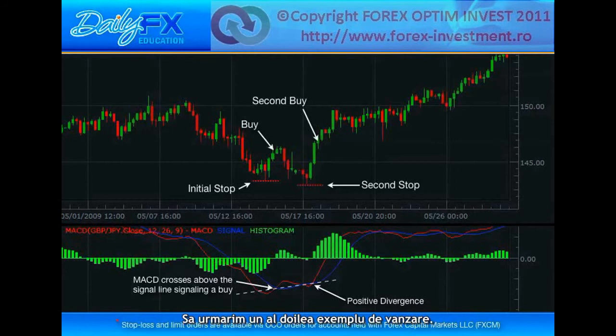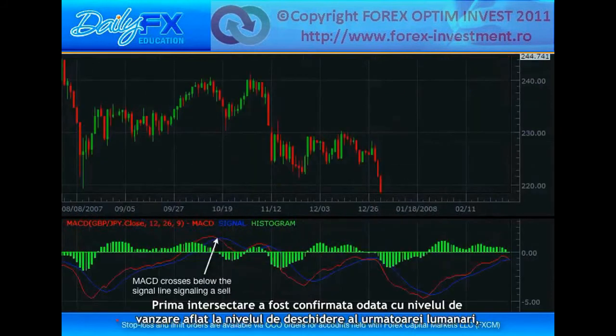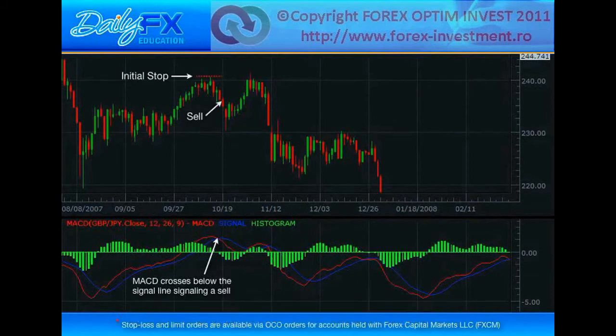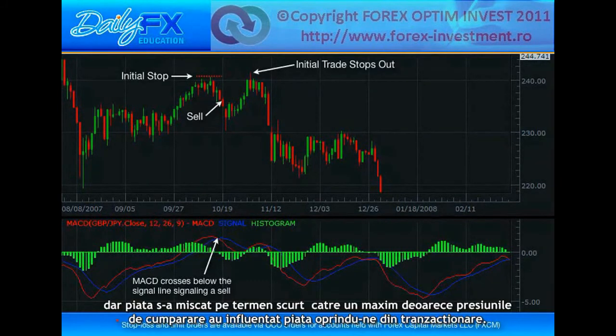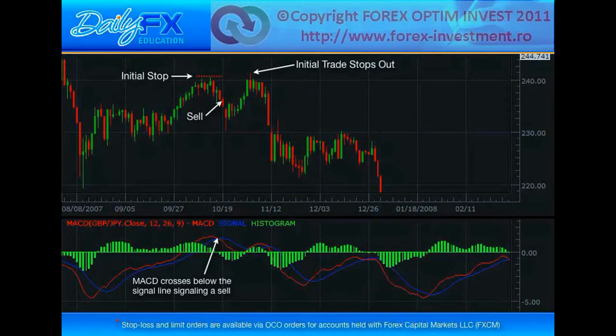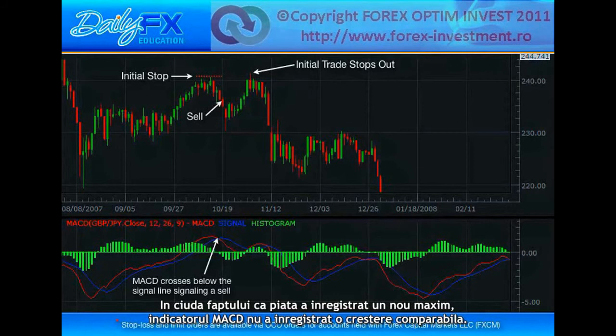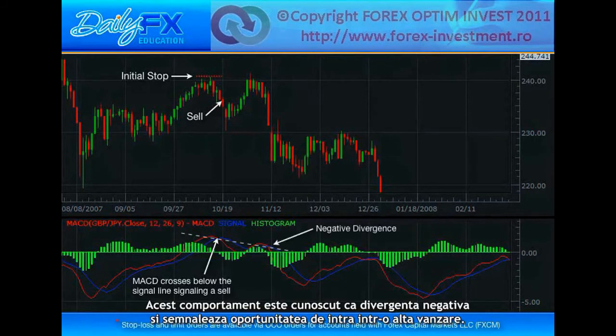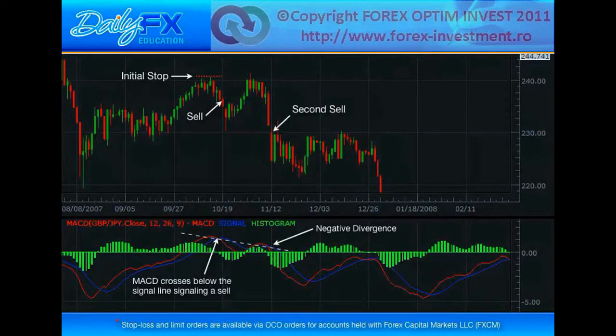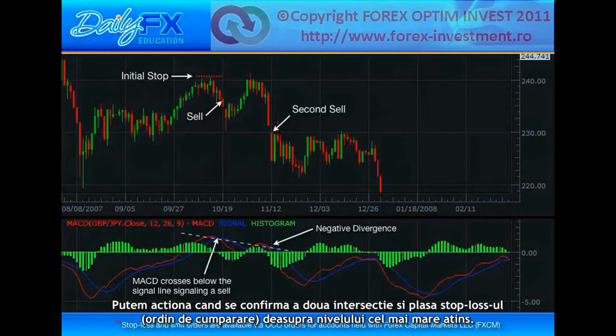Let's now look at a second selling opportunity. The first crossover was confirmed with the sell being at the open of the next candle. But the market moved up to a new short-term high as buying interest came into the market, stopping out our first trade. Although the market moved up to a new high, the MACD printed a lower high. This is negative divergence and signals an opportunity for us to enter into a second sell position. We can simply enter as the second crossover is confirmed and place our protective buy stop above the higher high.